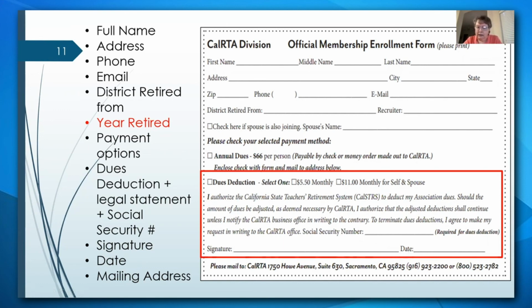And then the current mailing address for the CalRTA Sacramento office. Okay, so if you need that legal language, slides 10 and 11 have it, and you can also find it online in the Join Us section.